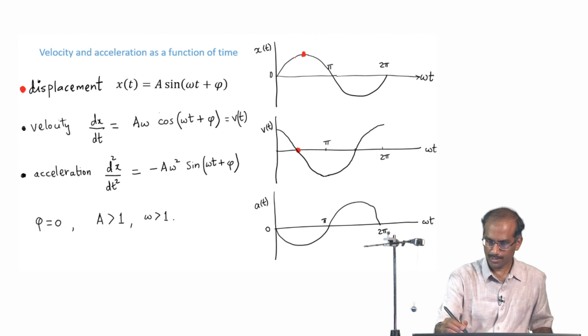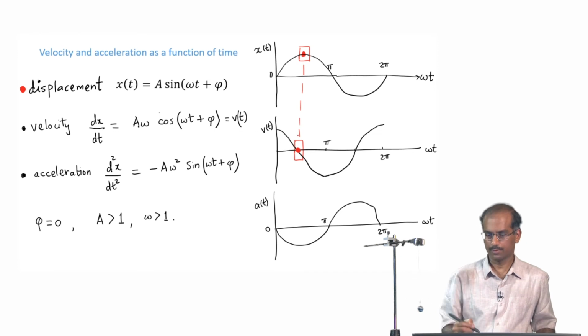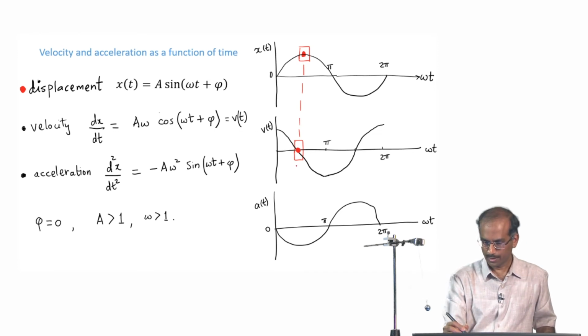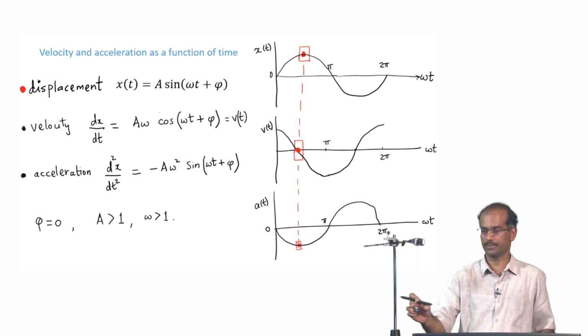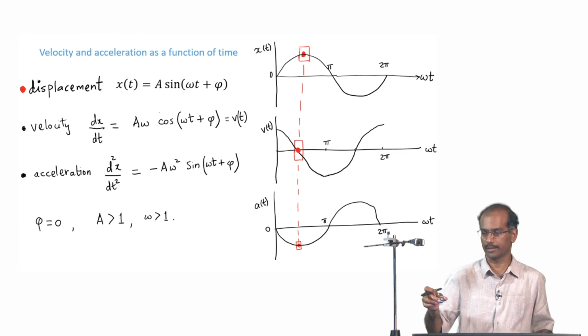So, at the point where the displacement is maxima, the velocity at the corresponding time would be 0, and at precisely the same time the acceleration is a maximum. So, that is this position at the extremities, either at this end or at the corresponding end on the other side.